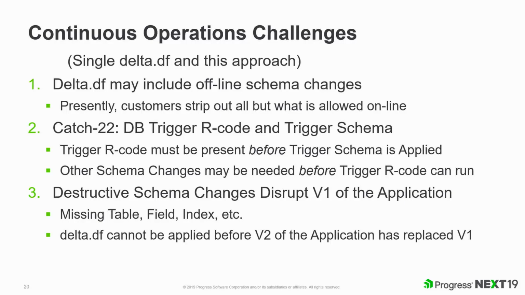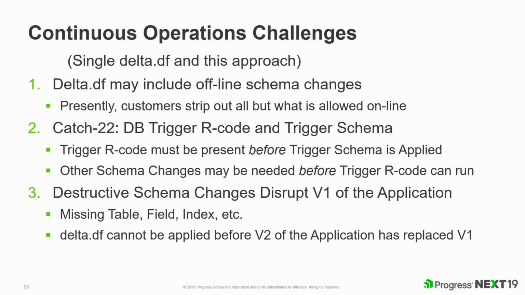There's also a little bit of a catch-22 if you use database triggers. If you have R code that you've updated and you've added some triggers and you've updated your application, your database trigger R code may actually depend on the schema changes to have been made before it can run, right? But as soon as you apply the trigger changes to your schema, the code needs to be in place so that it can run. So the schema changes may be needed before the trigger R code can run, but the trigger R code must be present before the trigger schema can be applied. And so it's a little bit of a catch-22. So we're going to talk about our plan for a slightly modified process for how you deploy applications and apply your schema changes.